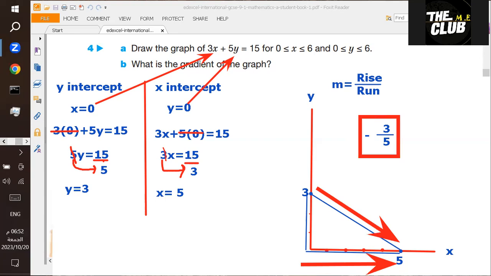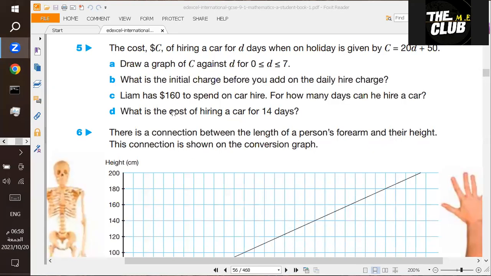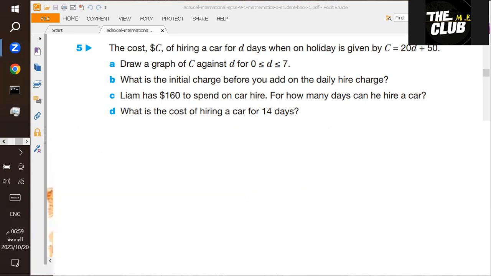Let me first pause, I have a question. Question 5. The cost C dollars of hiring a car for D days when on holiday is given by this equation. Now, draw a graph of C against D for 0 to 7. It means let's pretend that this one is D, which is the x-axis, and then we're going to draw a graph using the equation here. Let's make some space for that, like here. Let's cover this. Now, I'm going to use this space to draw the graph.